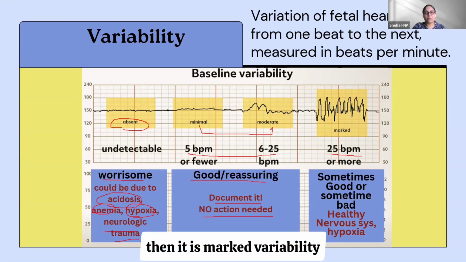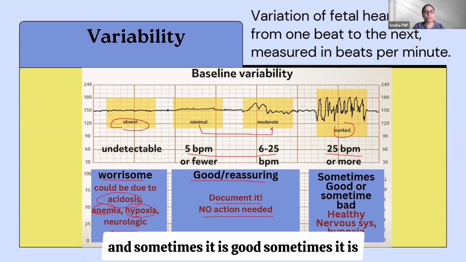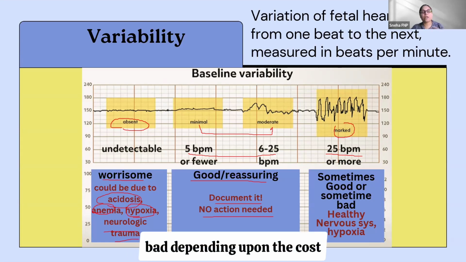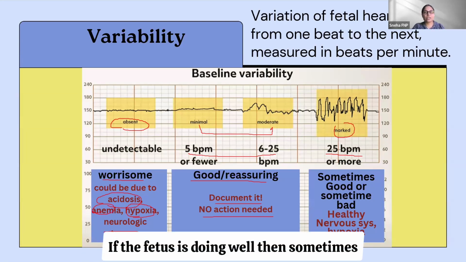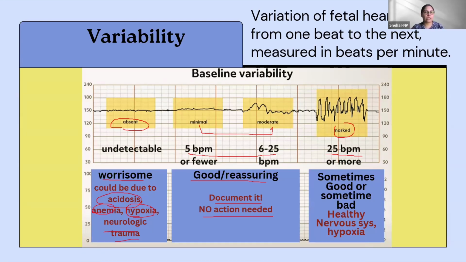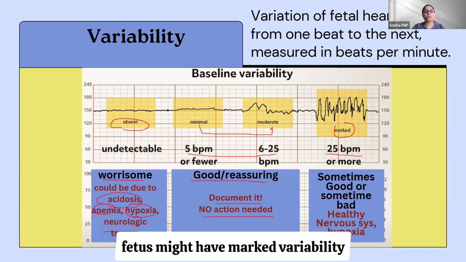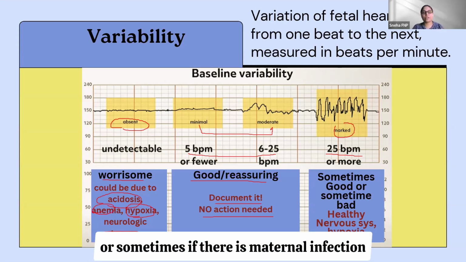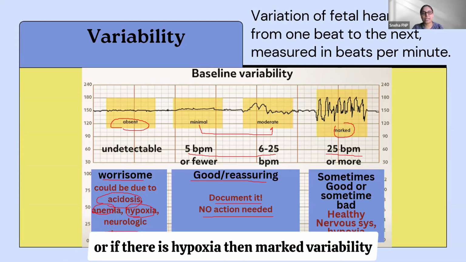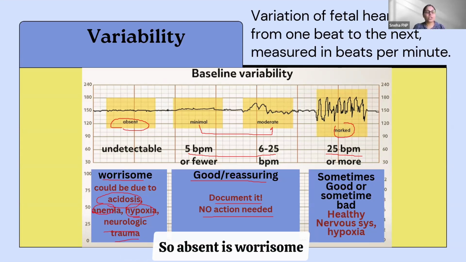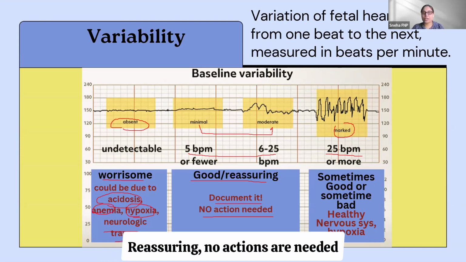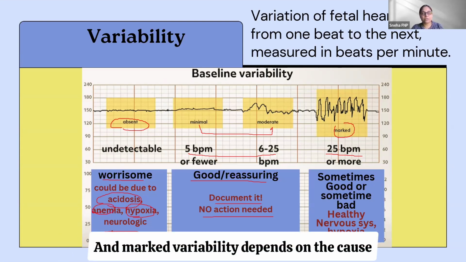And if it is more than 25 beats per minute, then it is marked variability, and sometimes it is good, sometimes it is bad, depending upon the cause. If the fetus is doing well, sometimes the fetus might have marked variability, or sometimes if there is maternal infection, fetal infection going on, or if there is hypoxia, then marked variability can also be present. So absent is worrisome, actions are needed. Minimal and moderate is good, reassuring, no actions are needed, and marked variability depends on the cause.